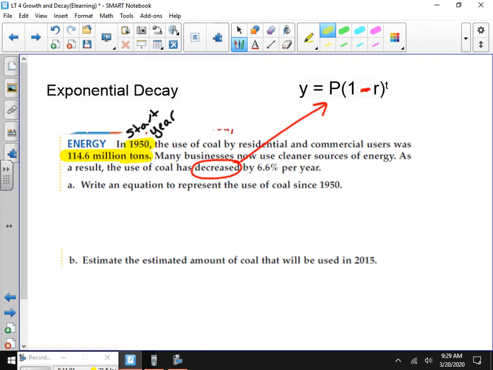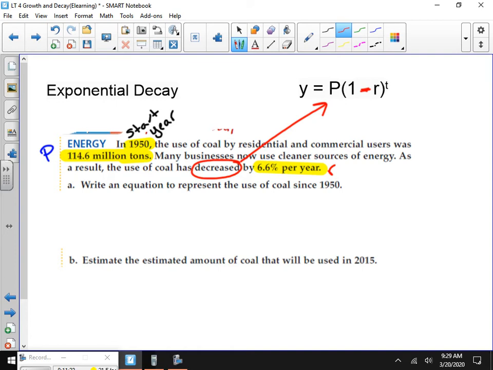The other piece of information I have is 6.6% per year. Okay, because it is a percent, that is my R, that is my rate. And just like in the other problem, they just want us to write an equation that represents the use of coal since 1950. I don't have an end year, so I'm not going to put T in. All right, so keep that in mind.